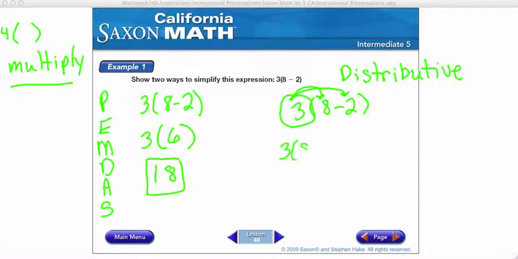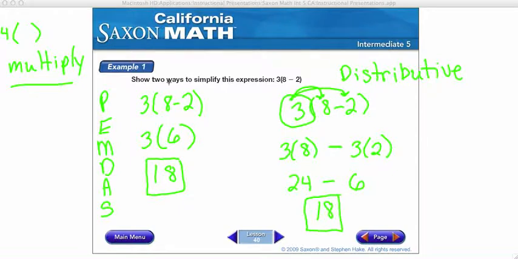3 times 8, close the parentheses, minus, because I'm subtracting, 3 times 2. So I've taken this 3 and I'm going to multiply it by both numbers and then subtract the products. So I'm distributing that 3 to my subtraction problem. If I solve this, 3 times 8 equals 24, minus 3 times 2, which equals 6, and 24 minus 6 is 18.